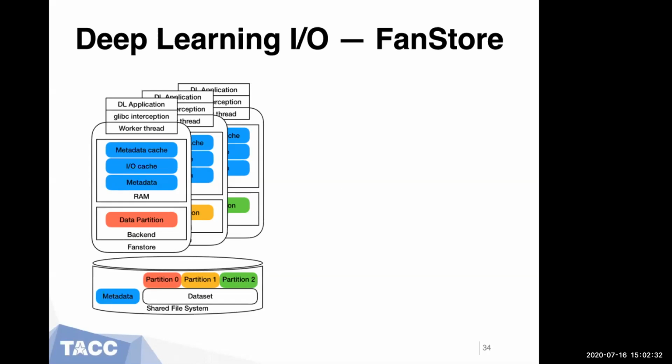So this is the architecture of FanStore. On the shared file system, we need to do some pre-processing. We have the dataset, right? After the pre-processing, we separate the metadata from the dataset, and we also partition the dataset into different partitions. Upon execution, each node will load a distinct partition from the shared file system, but the metadata will be broadcast to all the nodes. The metadata keeps track of where all the files are in the single file system.